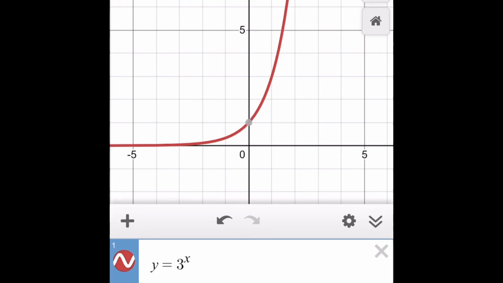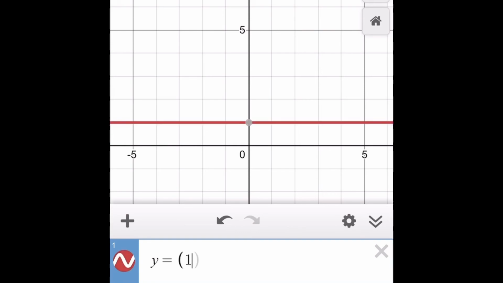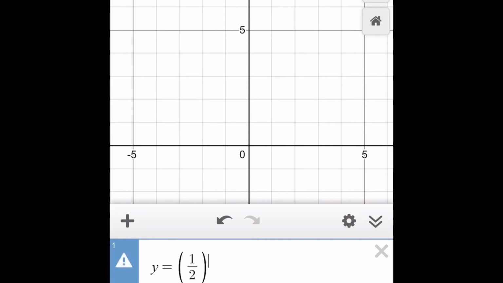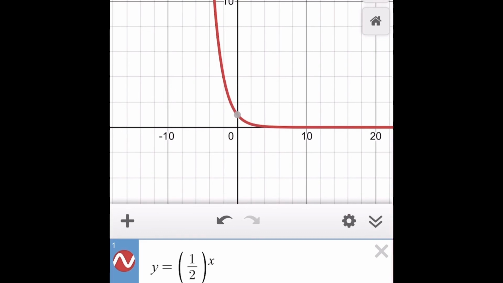But what if we looked at another one? What if we did a 1/2, and then we raised that to the power of x. Now you can see it's flipped, right? Now it's going down from the left, and it's just going to get closer and closer to 0 on the right. So now it's decreasing.